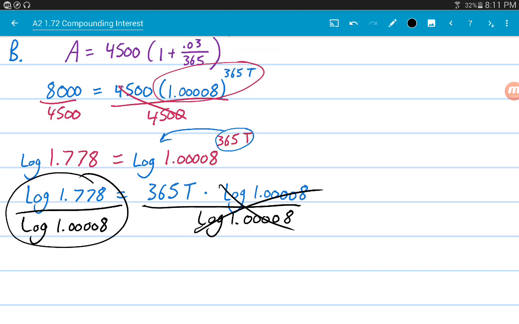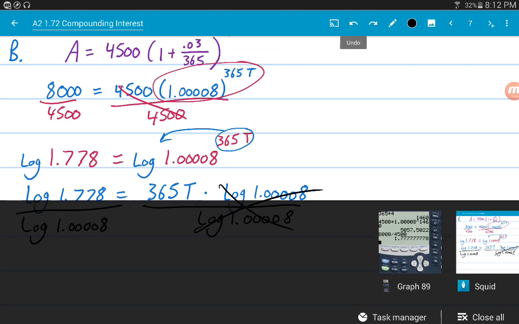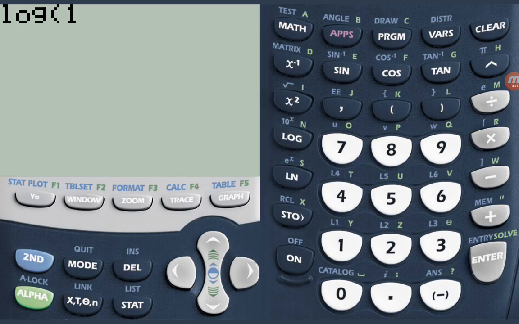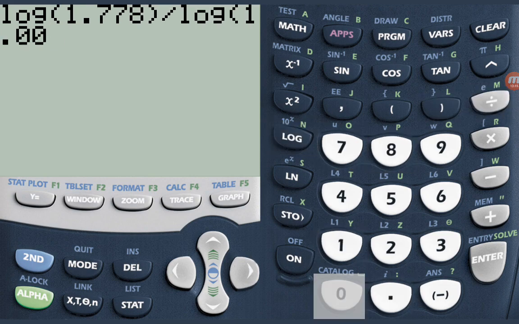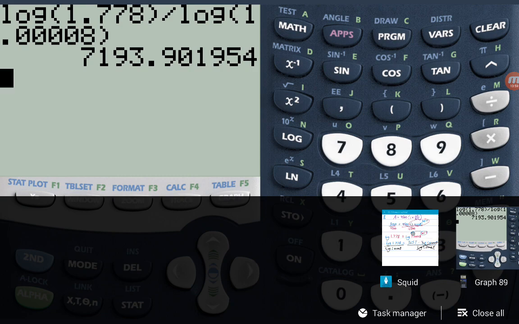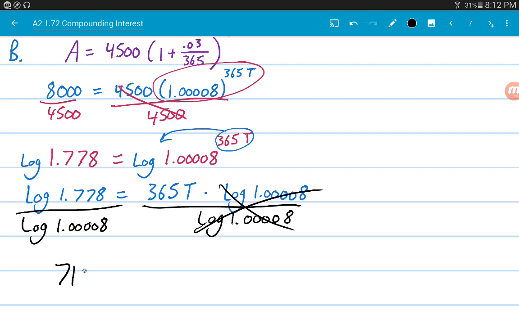This can be done in the calculator, so I'm going to do that. Log of 1.778 divided by log of 1.00008. Enter. I get 7193.902. Okay, good number. 7193.902 is equal to 365t.